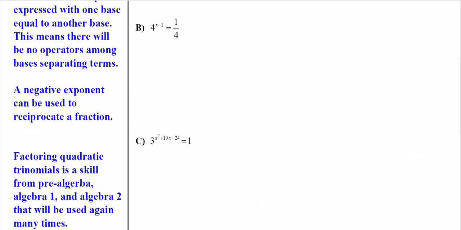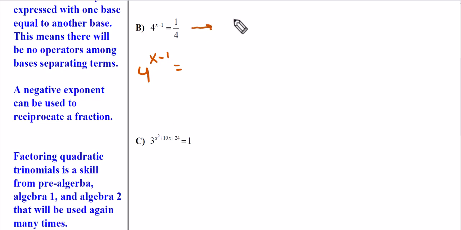For this problem, we don't have any multiple operators, but we do have this 4 in this base, and we have a 4 down here, but it can't be in the denominator. So what we're going to propose to you is that anytime there is something involving a fraction, you can move either the numerator or the denominator to the other side of the fraction bar by invoking a negative exponent.